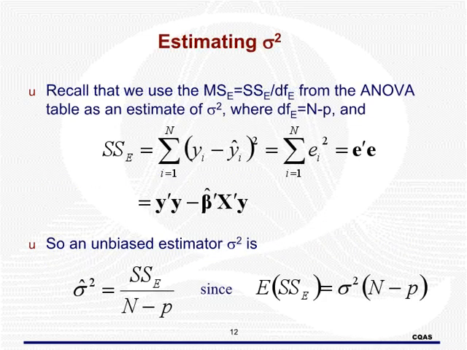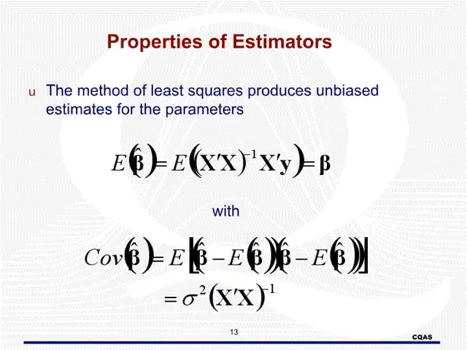Recall from our discussion about ANOVA that the estimate for the variance is the MSE, which is given as the SSE/DFE. This idea also works for regression modeling. Now let's look at an example. Here is the expected value and the variance-covariance matrix for the beta hat vector. Notice that this is unbiased.